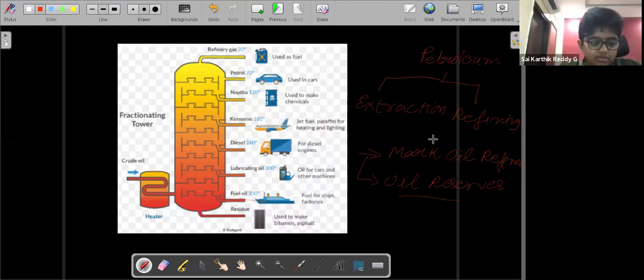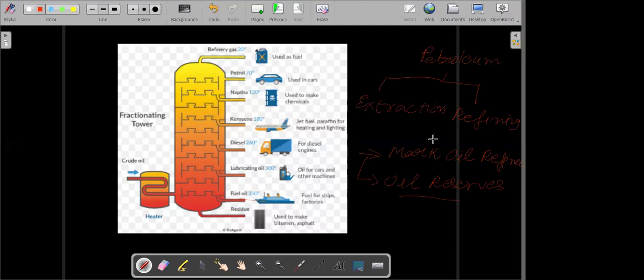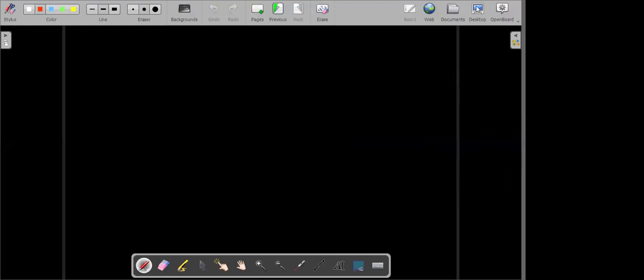Sir, I heard, sir. Bombay. No, not Bombay. Bombay High. So Bombay High, we need to mark all the refineries, sir? Okay. See, Bombay High is a region in the ocean, in the Arabian Sea. In the region of Arabian Sea, there is a region which we call Bombay High. That region has a lot of oil reserves.